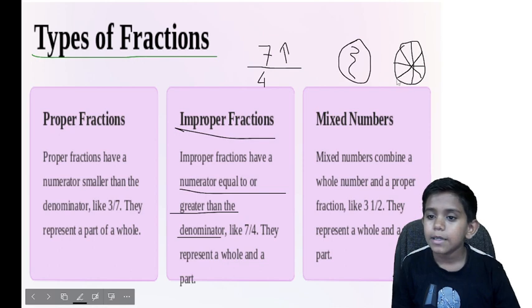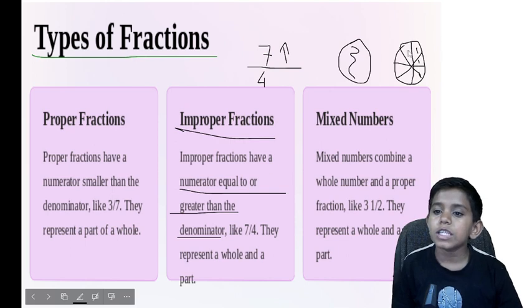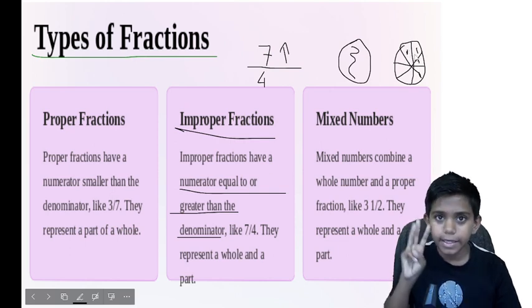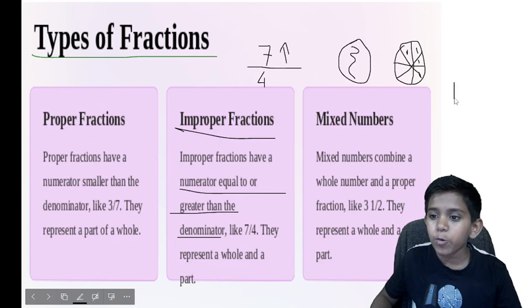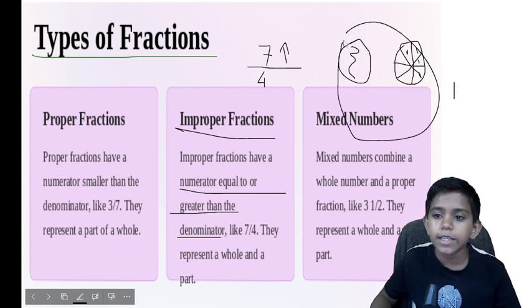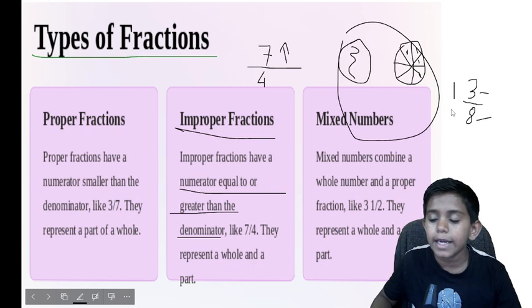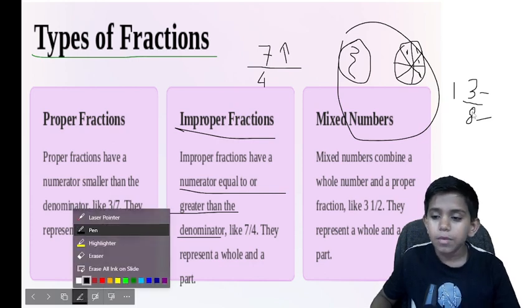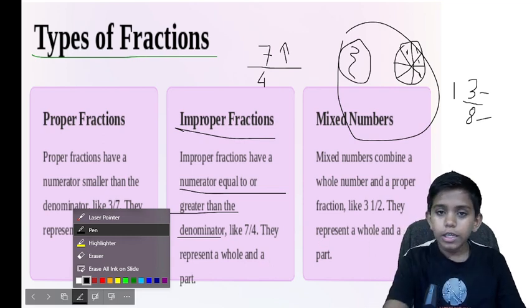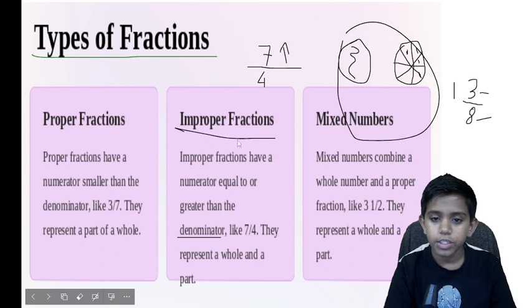How many slices? The pizza had 8 slices. I ate only 3 slices. How many slices did I eat? I ate 3 slices. So we will write here 1, the first pizza we ate, and next we will write 3 by 8. Total 8 parts there were, and I ate 3 parts, so this is called a mixed fraction. It means there is a whole number and a fraction. They represent a whole and a fraction both.